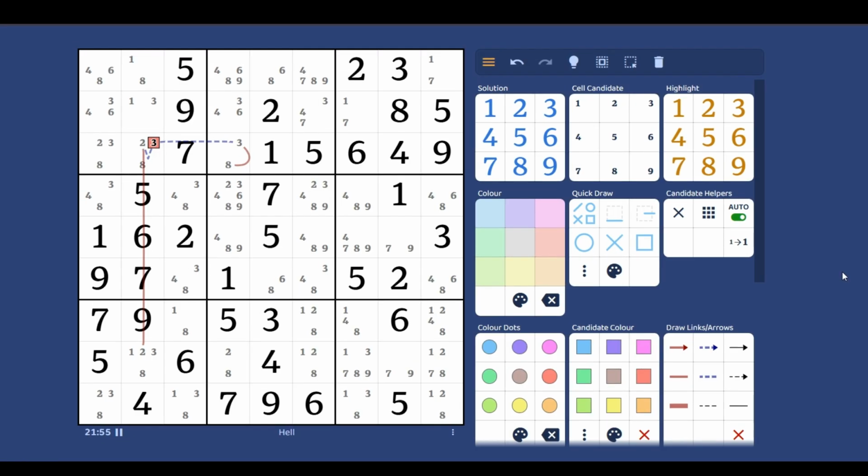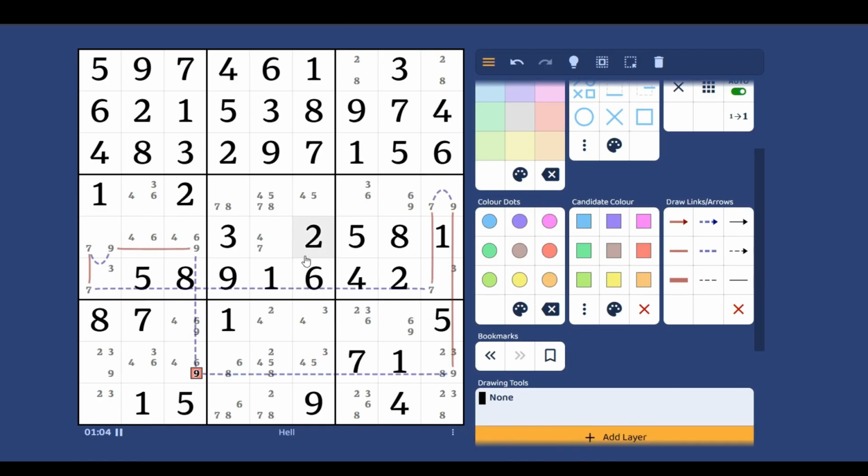So here's an example of a simple forcing chain from the Sudoku Coach campaign chapter on forcing chains. And as you can see, the way this is structured really doesn't look like an AIC. And we'll go over why that is a little bit more once we actually get into forcing chains.